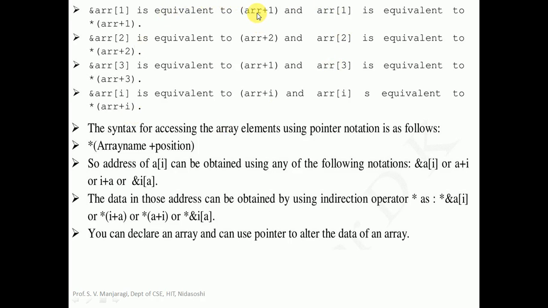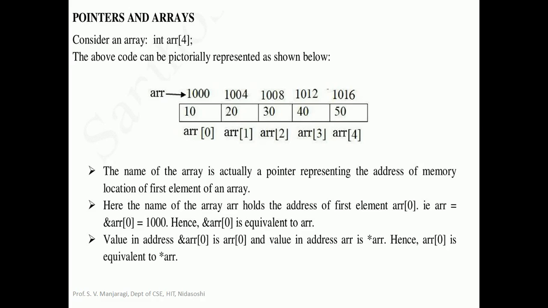And what is array plus 1? Here we are incrementing array by 1. It won't increment the address by 1; in fact it will be incremented by 4. How is it incremented by 4? Because here array is pointing to 1000. If you increment array by 1, it will point to the next memory location. What is the address of the next memory location? 1004. That is, ARR plus 1 is equal to 1004. If I take ARR plus 2, it will go to the third memory location of the array, that is 1008.